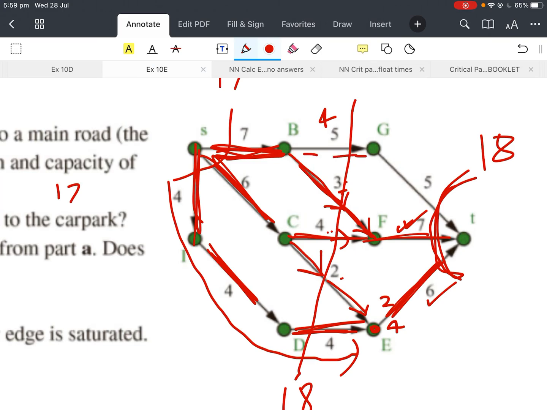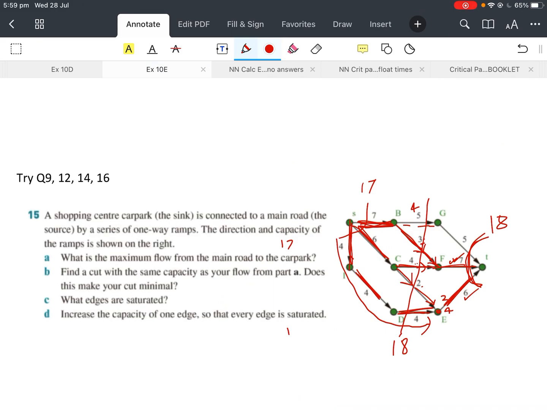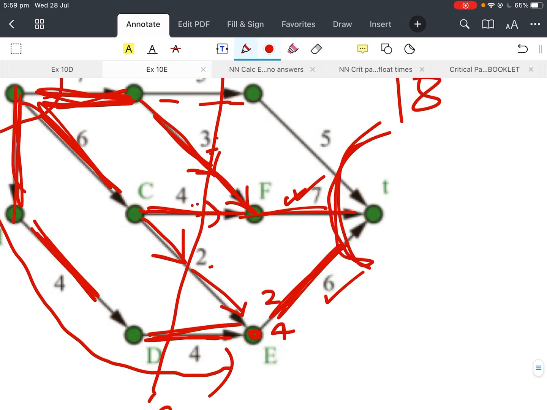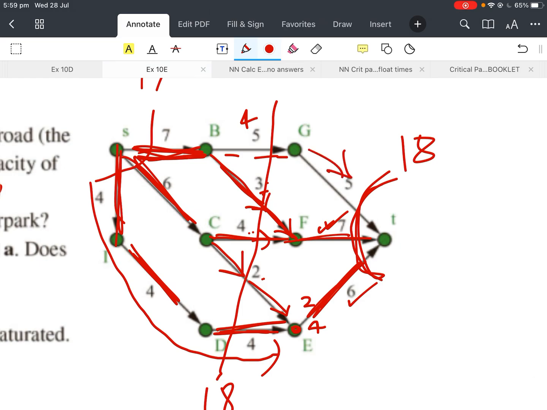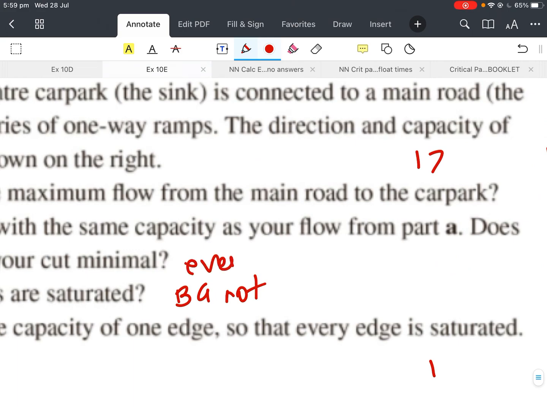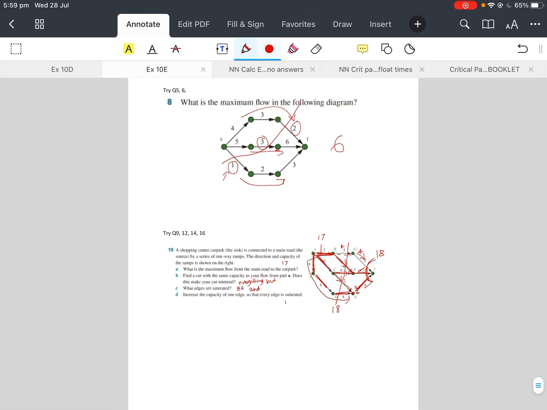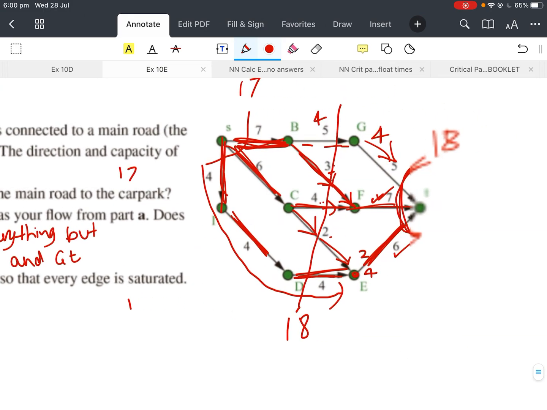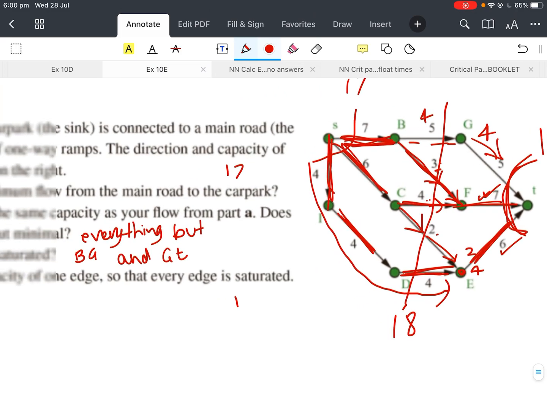Okay, and if I bring this one along, that one's not saturated. So BG is not saturated. And then probably following BG is this one coming down here, G to T. It's also 5, so the flow can only continue to be 4, so it's also not saturated. So everything but BG and what was that last one? GT. Sorry about that. Okay, so those 2 edges that are not coloured in, they're the 2 that are not saturated at the top there.